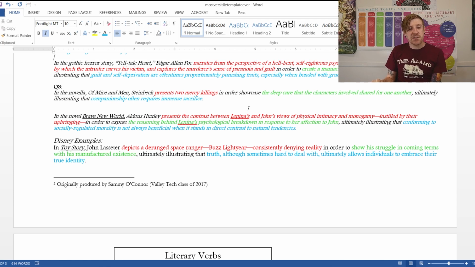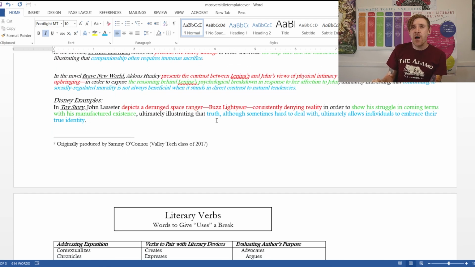And last but not least, let's just look at one with the Disney example here. When I thought about writing about Toy Story, I've got in Toy Story, John Lasseter depicts a deranged space ranger, Buzz Lightyear, consistently denying reality. So I could point out many different examples of that happening, in order to show his struggle in coming to terms with his manufactured existence. And this struggle is that kind of internal connection to Buzz Lightyear, because notice it's Buzz's manufactured existence, ultimately illustrating that truth, although sometimes hard to deal with, ultimately allows individuals to embrace their true identity.